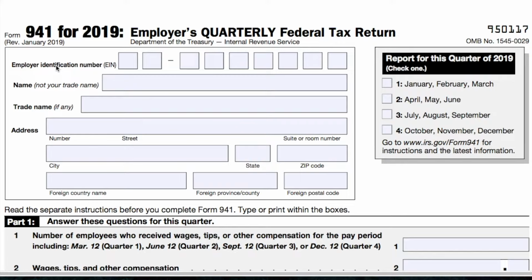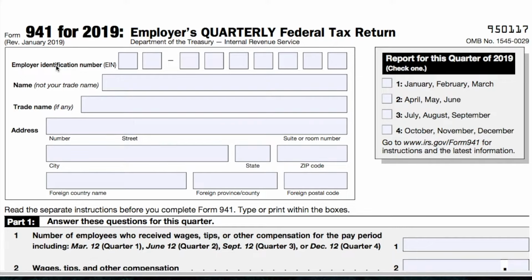Today I'll show you how to fill out IRS Form 941. Form 941 is a form that businesses file quarterly to report withheld income taxes from their employees' wages, as well as the employer and employee share of Social Security and Medicare taxes, which are together called FICA taxes.